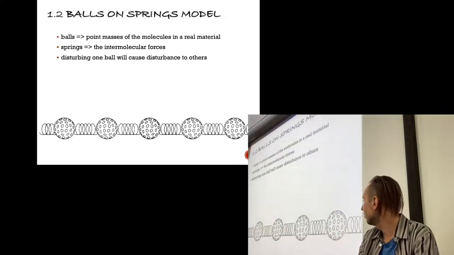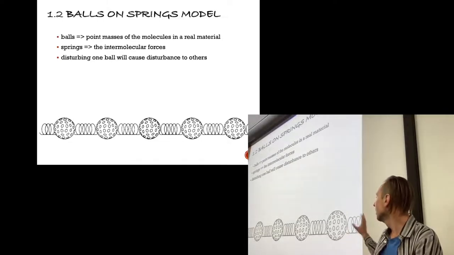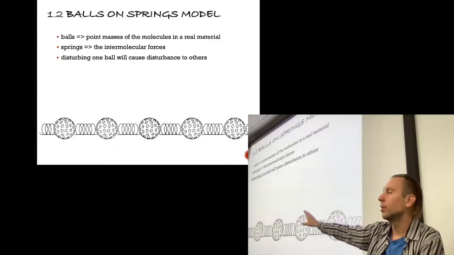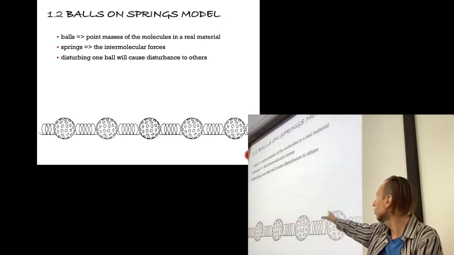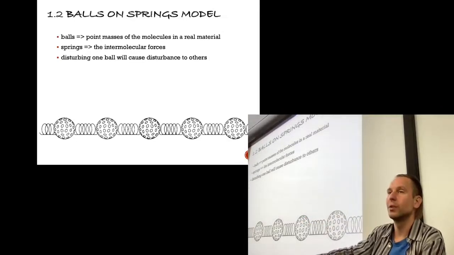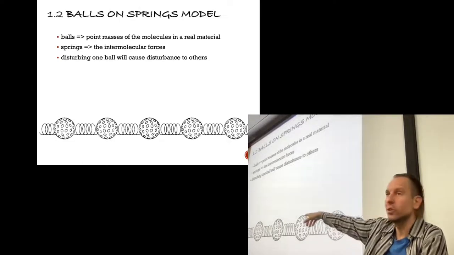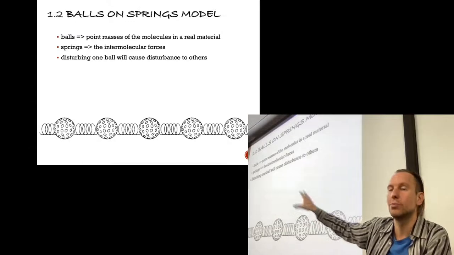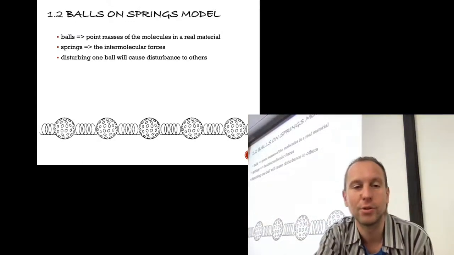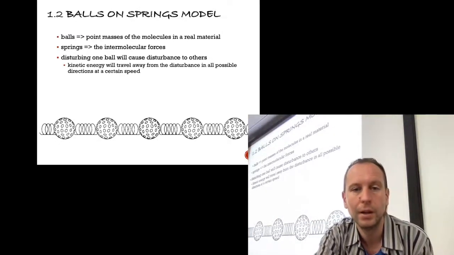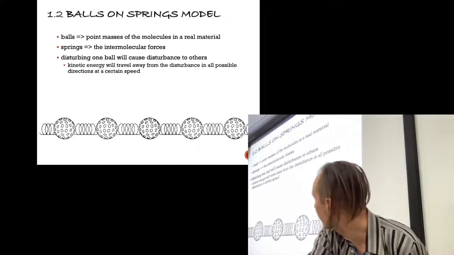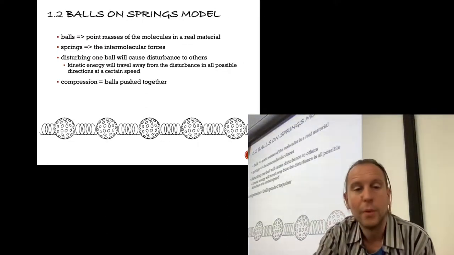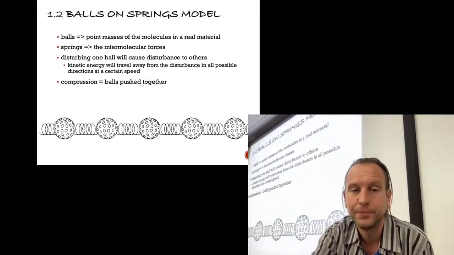And if you visualize this, you would probably imagine, this should actually be an animation probably, that if I disturb one ball, then slowly the next-door balls will be disturbed. And it will take some time for the disturbance to reach the last ball. Okay, so you can use this model to kind of try to visualize what's going on. And there are ways we describe this in terms of kinetic energy, and obviously it should be in 3D as well.